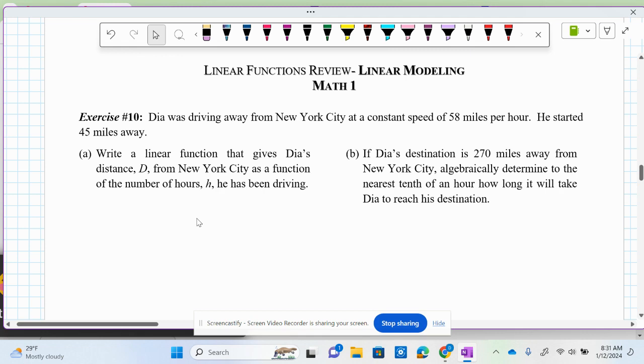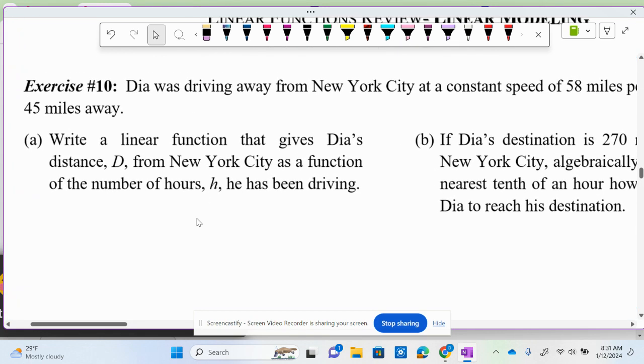So when I say modeling, or we use the word application, what does that mean? That's code for what kind of problem? Code for a word problem, right? You guys love word problems. So when we see modeling or application, that means we're going to do a word problem.